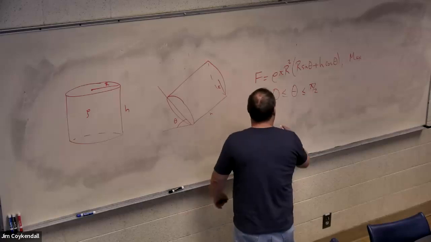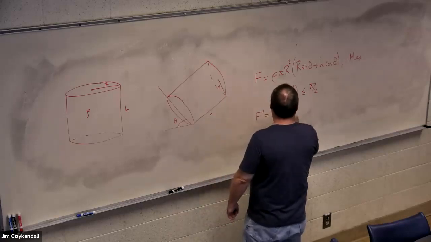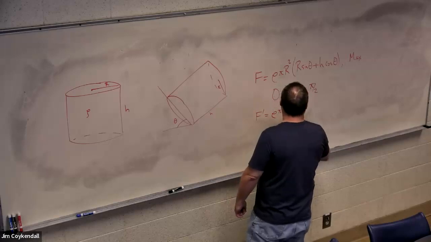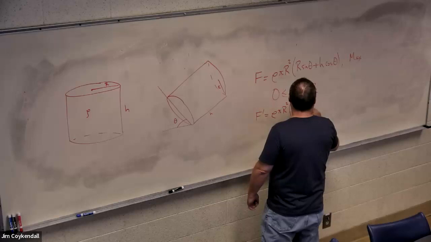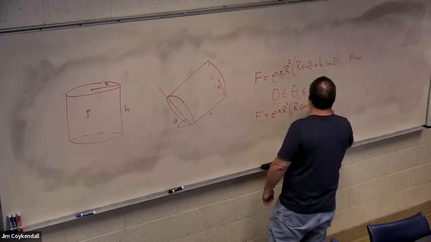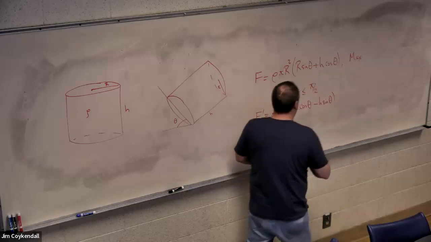Let's take a derivative. Rho pi R squared is just a number. The derivative of sine is cosine, the derivative of cosine is minus sine. How about that?